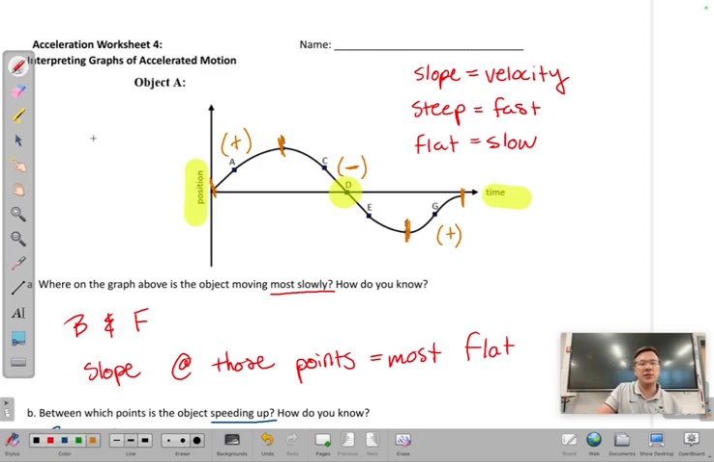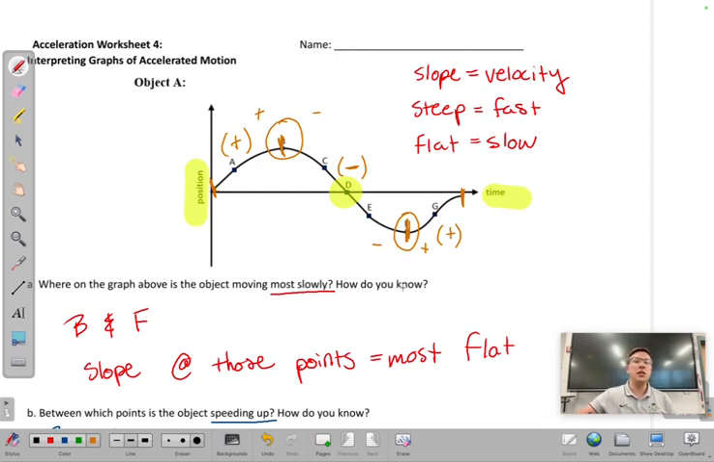And as we can see here, the point where it switches from positive to negative would be at point B. It's positive on this half, it's negative on this half. And then at point F, we've got negative on this half and positive on this half. So B and F would be the locations where this object is changing direction.